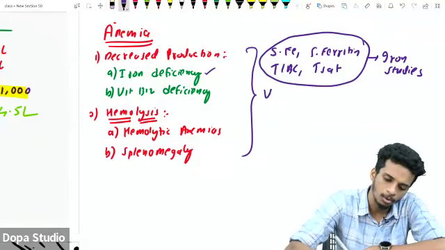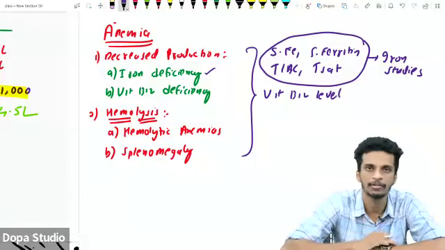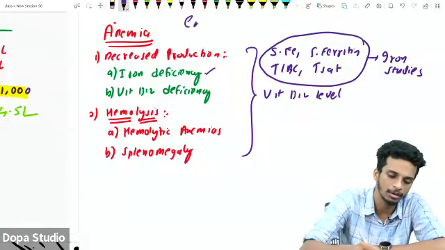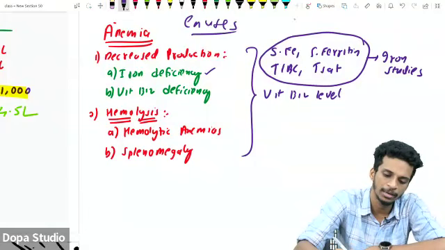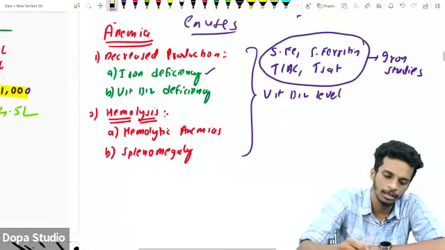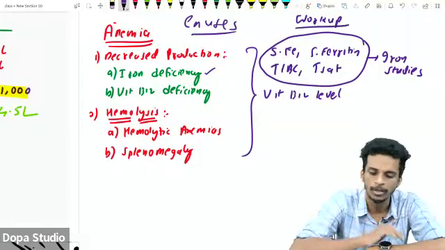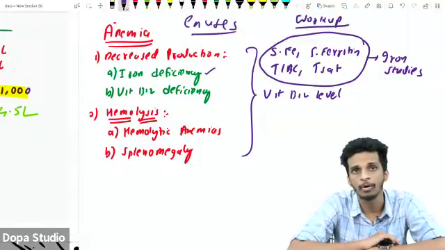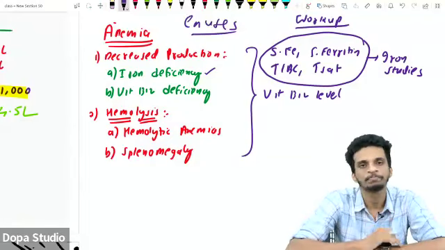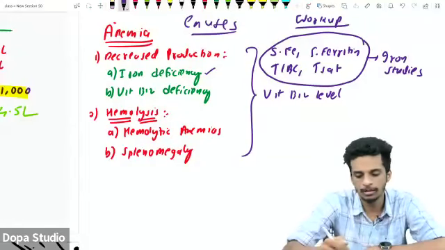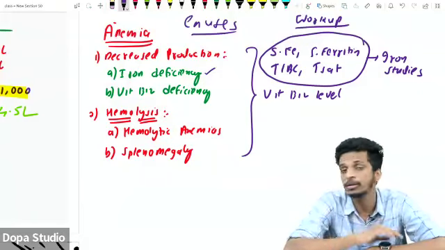Now we need to rule out vitamin B12 deficiency also, so we also look for vitamin B12 levels. On this side we have written the causes of anemia, and on this side we are writing the workup of anemia. That means whenever we see anemia, what further workup will we do? We'll do iron studies, and we'll do vitamin B12 level. These are the main two investigations.